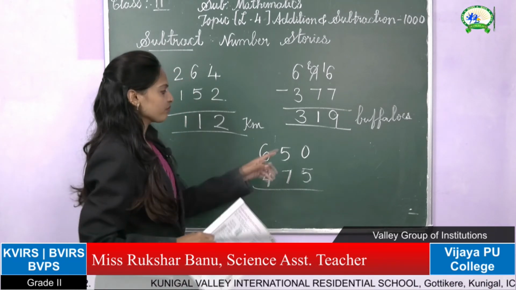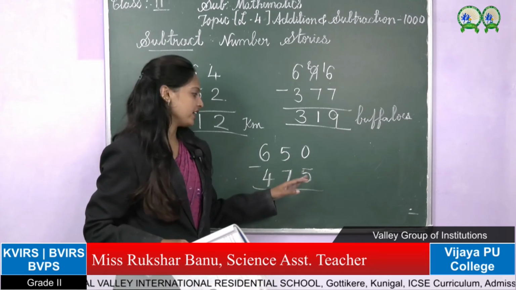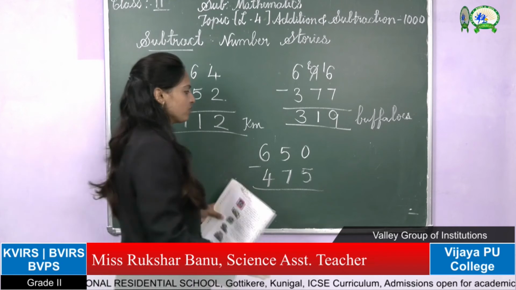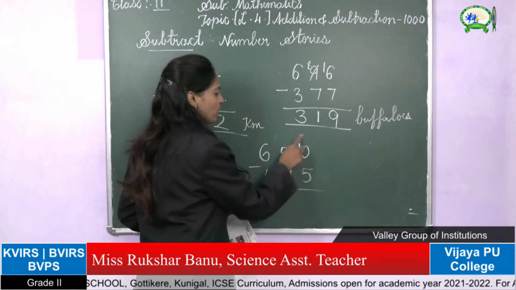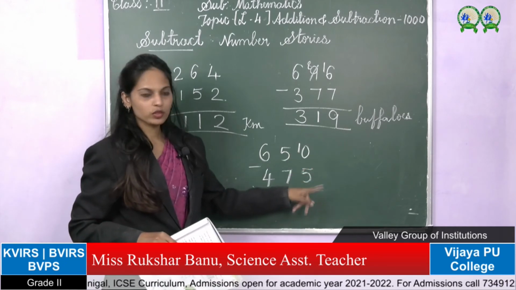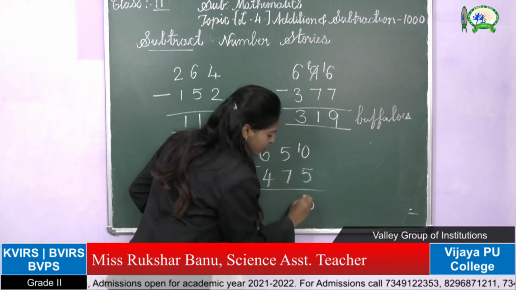Okay, here we have to see how many students are left in the hostel. So first we have to cancel from one side, that is 0 and 5. So we can't cancel 5 from 0, right? So what we have to do? We have to take 1 from this 5 number. So now we have 10. Yes, 10 ones are there. So here we have to cancel 5 from 10. So 10 minus 5, 5.